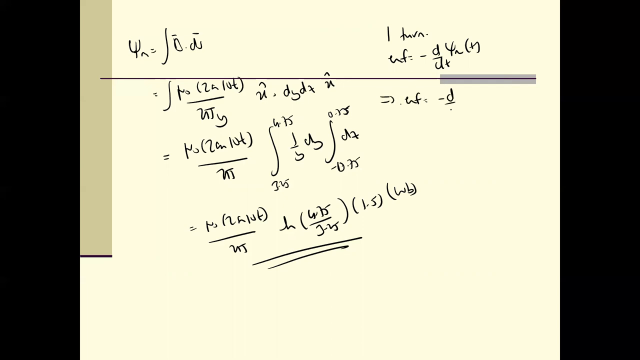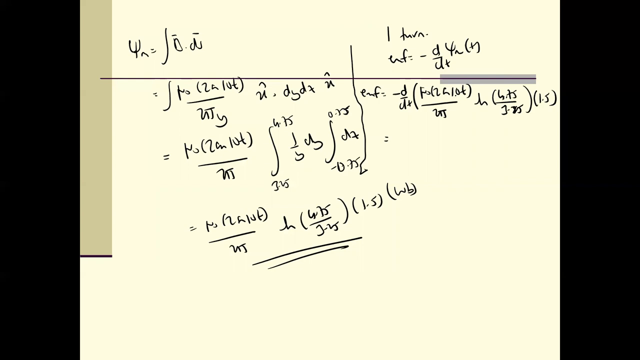The EMF will be equal to negative d over dt of this calculated magnetic flux. Sorry, I don't have enough space to write the answer. So for one turn, the EMF will be equal to negative d over dt of this calculated magnetic flux, which is mu naught of 2 sine of 10t divided by 2 pi, ln of 4.75 over 3.25, multiplied with 1.5.